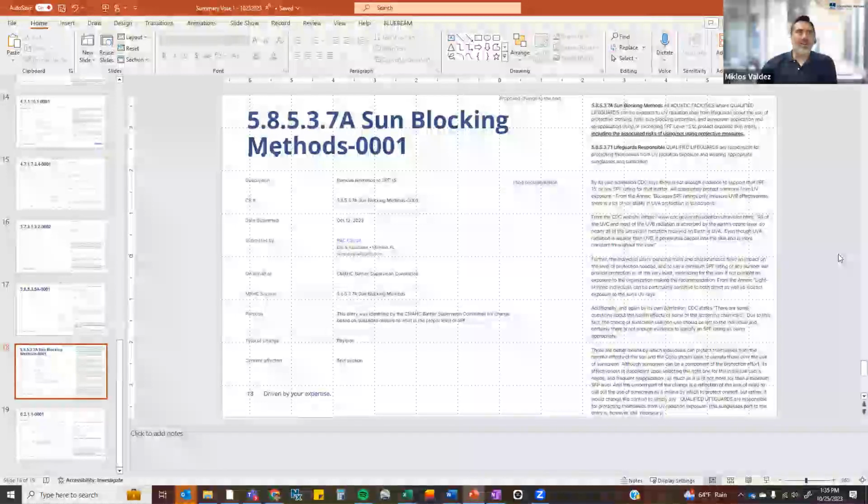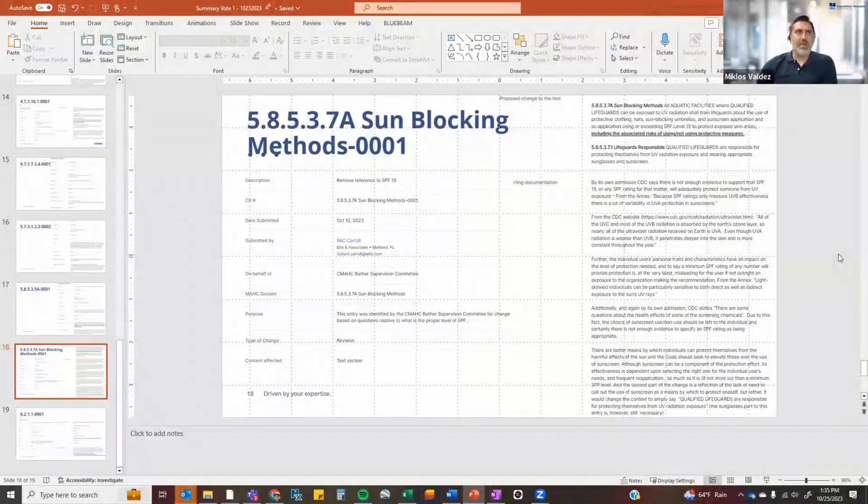So the whole language is saying that facilities that have lifeguards shall train their lifeguards about the use of protective clothing, as well as utilizing sunscreens. And then adding, let me see, that doesn't add anything. Yep, that's it. Any issues here?